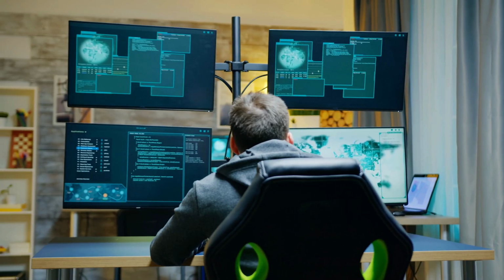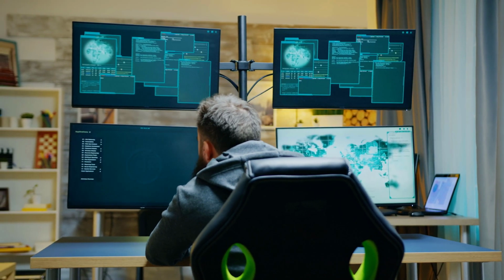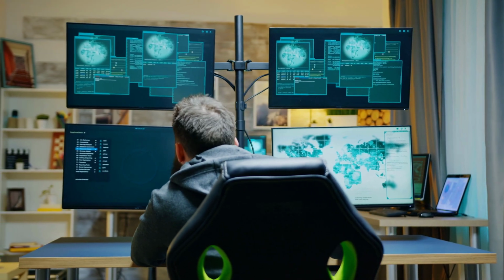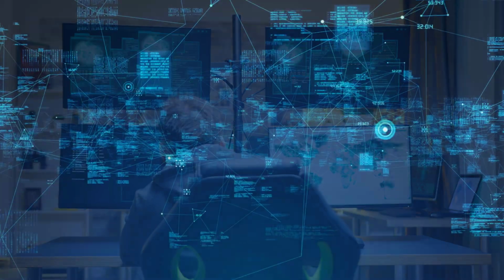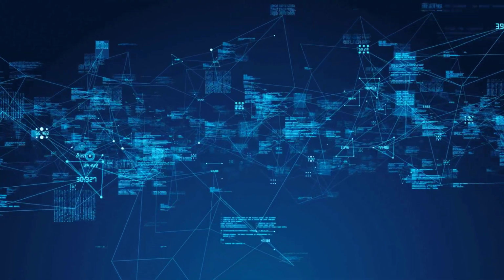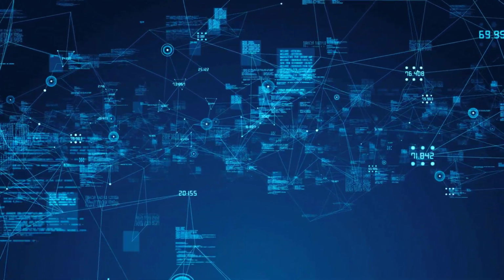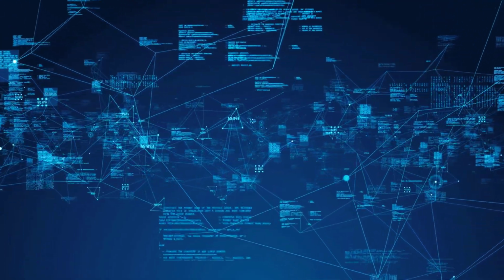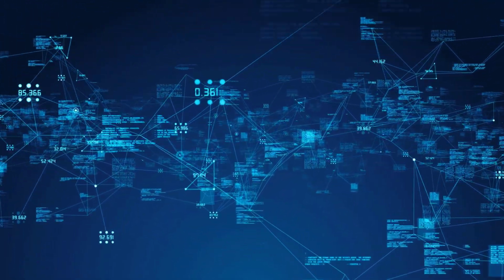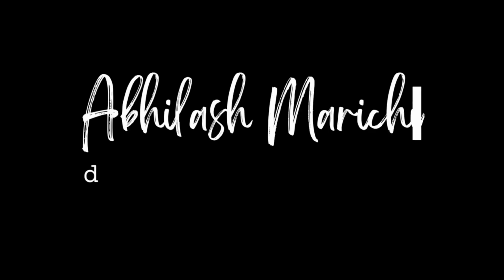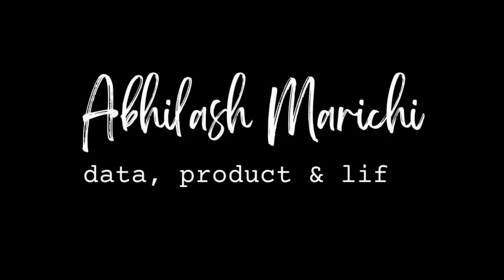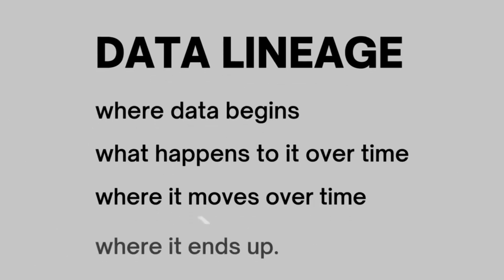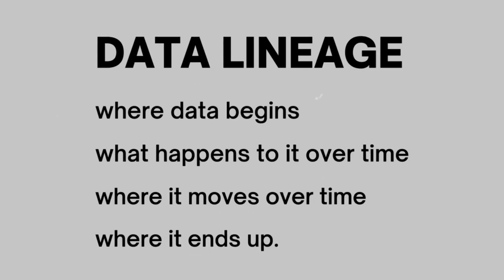So data governance is pretty much all the rules that you have for your data within your organization, and data lineage shows the history of all that data within your organization. Now, for today, we're going to be focusing on data lineage. So what really is it? Data lineage is where data begins, what happens to it over time, where it moves over time, and where it ends up. Let me explain it to you with an example.